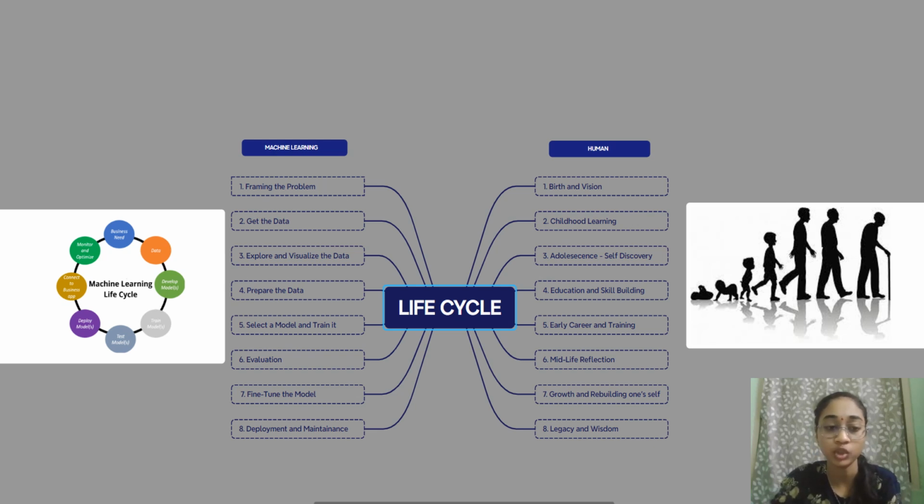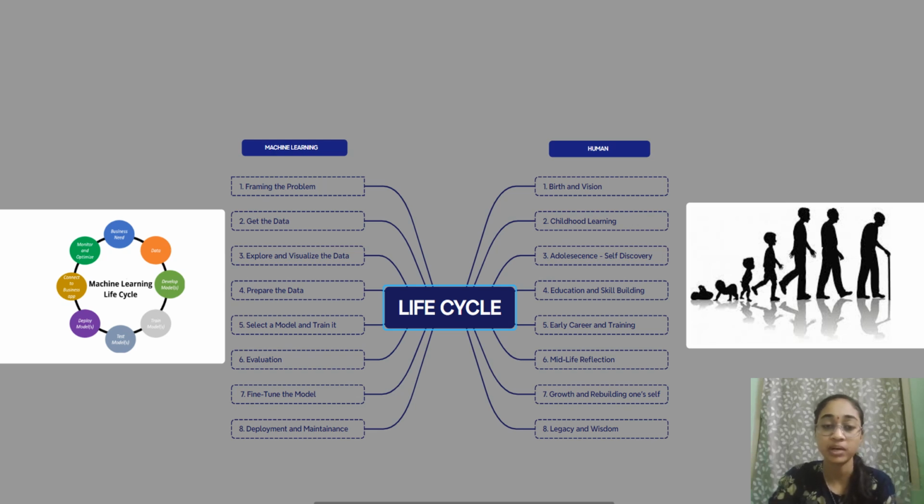In humans, you measure your impact, assess your success, and improve where needed. The model's performance is also evaluated using real world data. And in the seventh step, fine tuning the model, which is compared with growth and rebuilding oneself. As a human, you evolve, you adapt, and improve through life experience and challenges. In the same way, the model which we prepared is optimized through fine tuning and parameter adjustments.